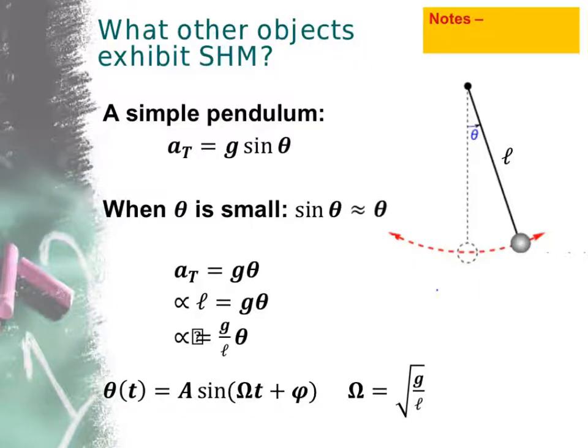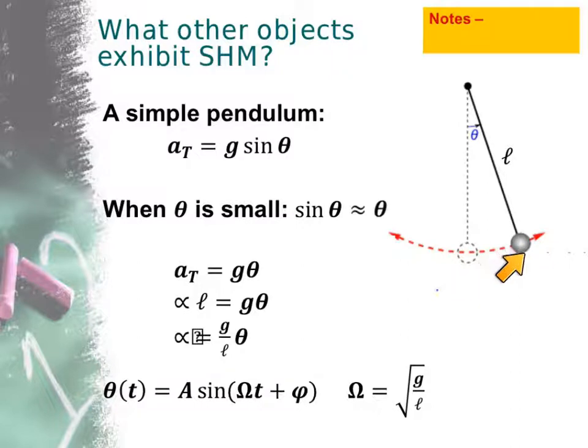So what other objects can exhibit simple harmonic motion? After all, we don't give this name to simply springs. We don't call it spring motion, we call it simple harmonic motion. Well, it turns out there are a lot of other objects in the world that actually exhibit this very same behavior. Let's take, for example, a simple pendulum.